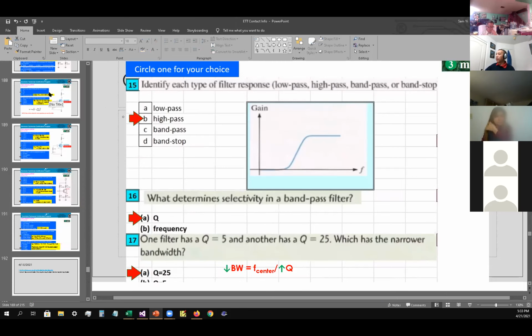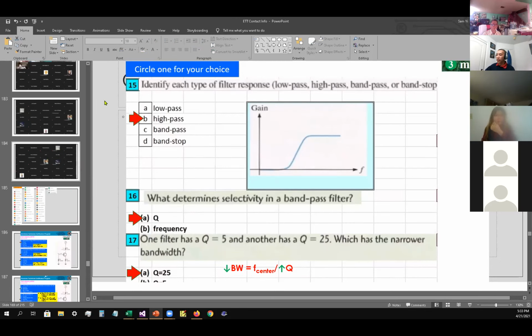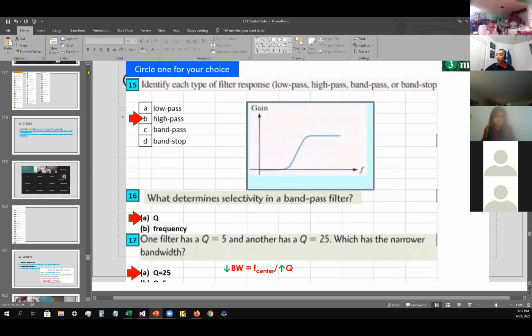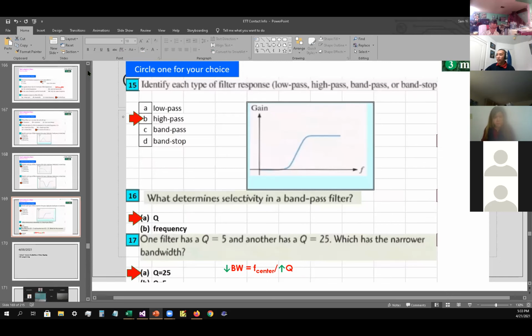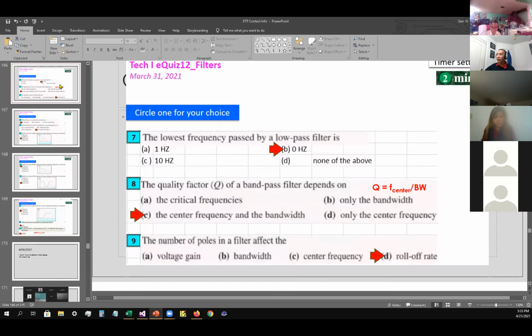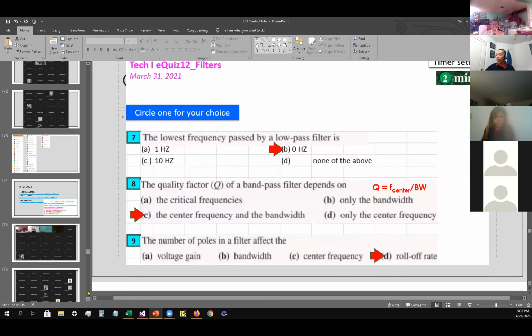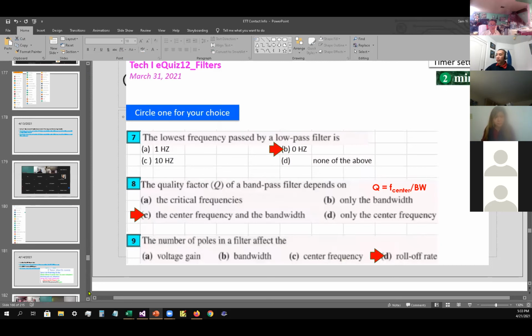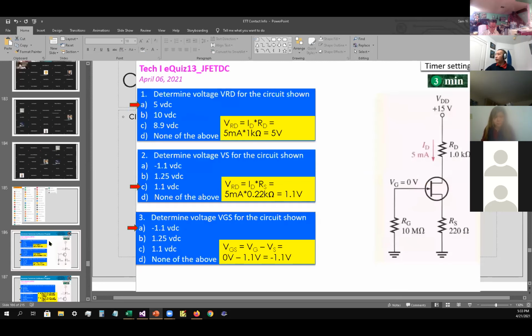Okay. So 13. Did I have 13 or did I have 14? Let me see. That's 12. Did I have 13 prepared? Okay, that's 12. And this one is 13.